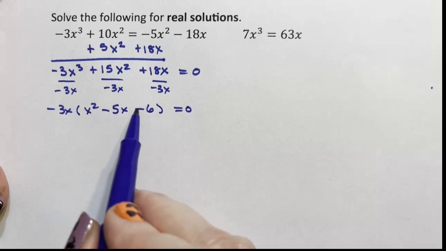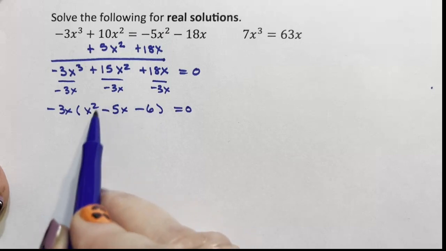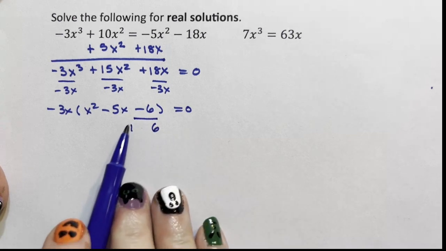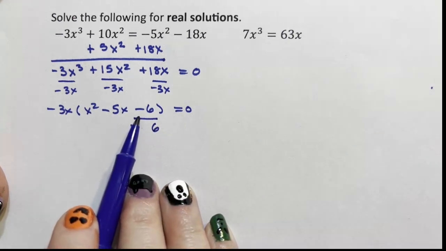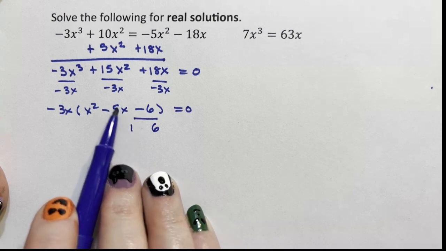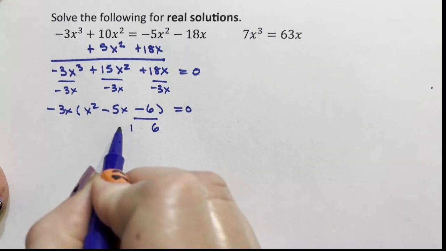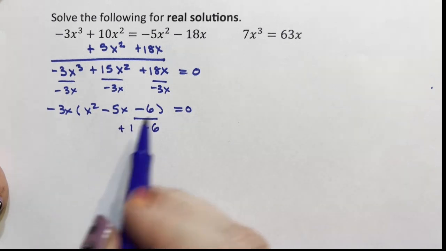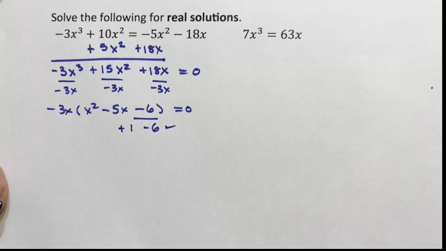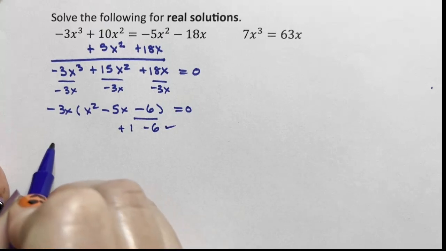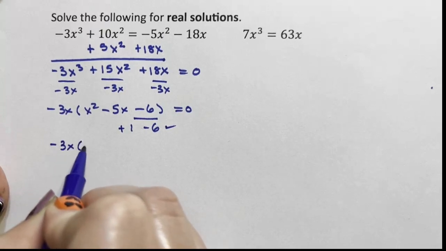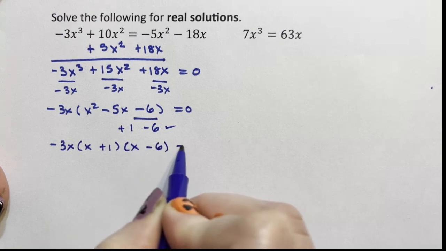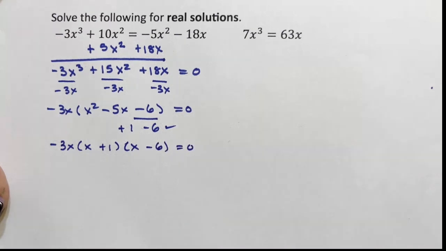All I need now is 2 numbers that multiply to negative 6, add to negative 5. I start with 1 and 6 to check my signs. Because they're multiplying to a negative, the signs have to be different, and they're adding to a negative, so positive 1, negative 6, so that they add to a negative. That one works. Got it in 1. So I have negative 3x, x plus 1, x minus 6 equals 0.